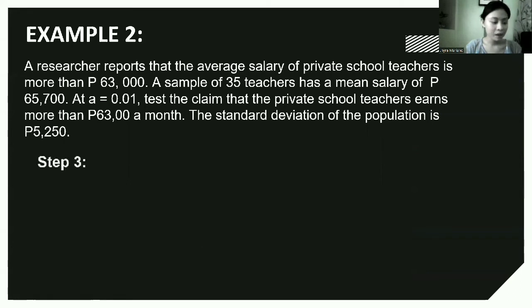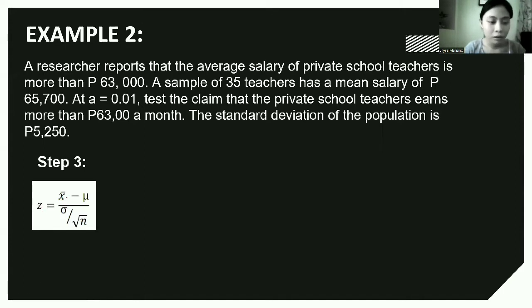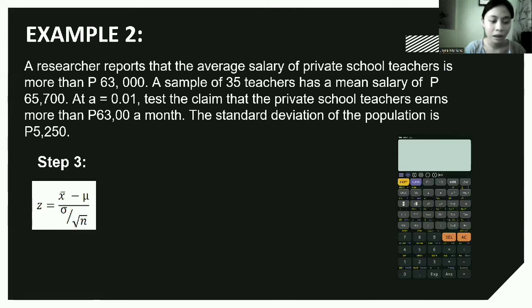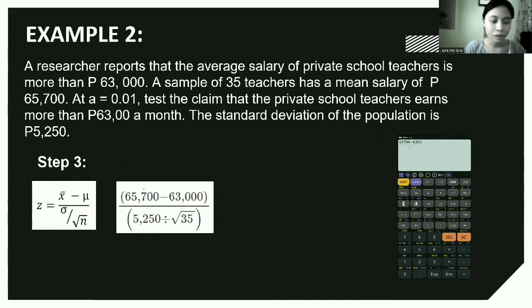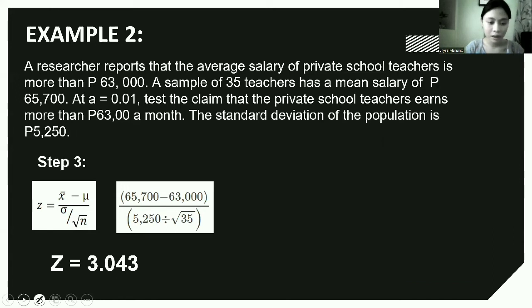Next, step 3, we will calculate the test statistic. So Z is equal to X minus mu over the standard deviation divided by the square root of N. Try to input this on your calculator. The result is Z equals 3.043.